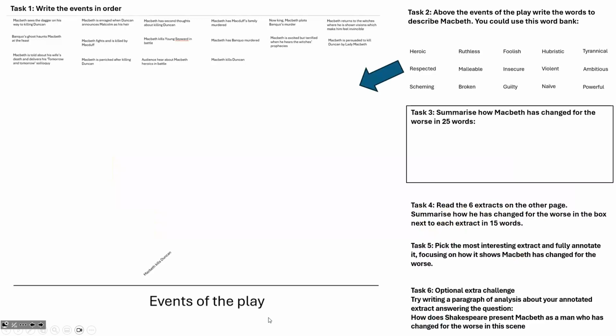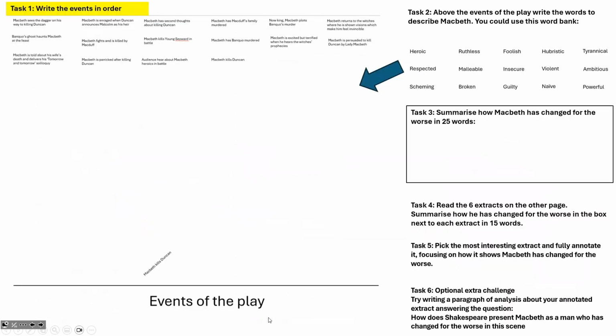You will need this sheet here for all of your notes. It's got your 6 tasks on. This sheet here, which has extracts 1 to 3, and on the back, extracts 4 to 6. Right, we've got all of that. Let's get cracking. Task 1 is to write the events of Macbeth in order.